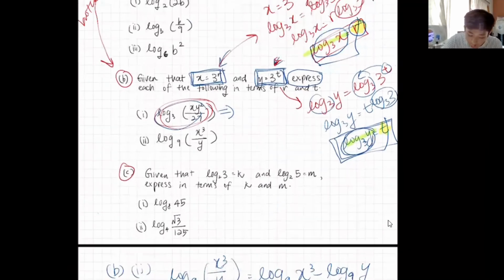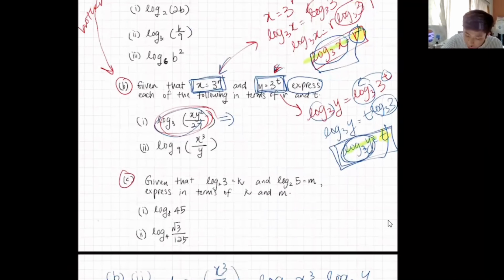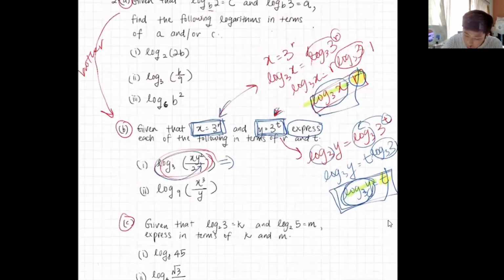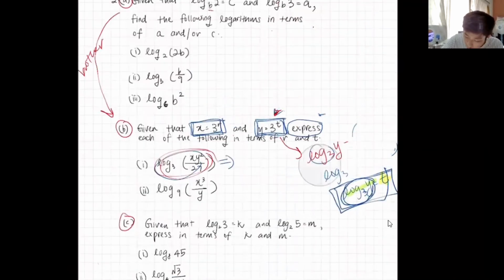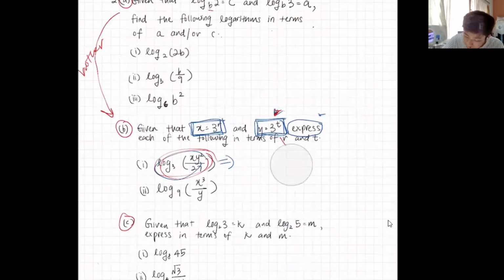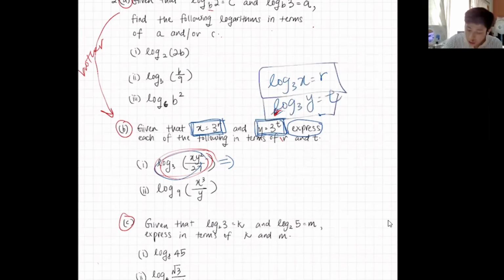Okay, I'll try to rewrite it here. I'll just write the simplified version now. Log base 3 x is equal to r and log base 3 y is equal to t. Okay, we have got these 2 substitutions. Okay, these 2 substitutions to substitute.